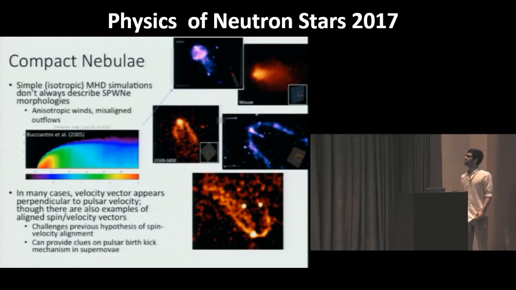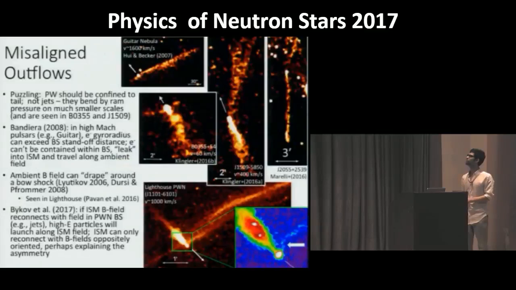Okay. So, compact nebulae. The simple isotropic MHD simulations don't always describe what we see here. In the case of B0355, they do, but it doesn't fully capture the anisotropic winds and the misaligned outflows. Also, in many cases, the velocity vector of the pulsar appears perpendicular to the spin vector, although there are some examples where it's offset or somewhere in between aligned and anti-aligned. And this challenges previous hypotheses of spin-velocity alignment, and it can provide clues on pulsar birth kick mechanisms in their progenitor supernovae. So, in recent years, a couple of these puzzling misaligned outflows have been seen.